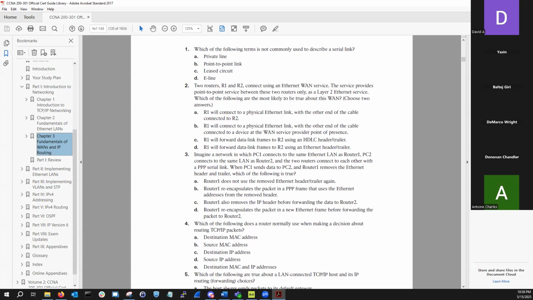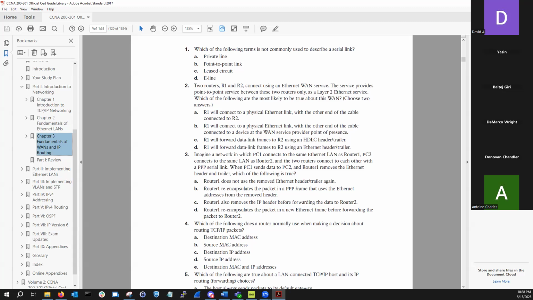So at every layer 3 boundary, the layer 2 instance for a frame will change every time it traverses it. So that's right. That means B, C, and D are incorrect, and A is the only one that's true. Remember, guys, the layer 2 header and trailer will always be removed whenever it's crossing a layer 3 boundary.